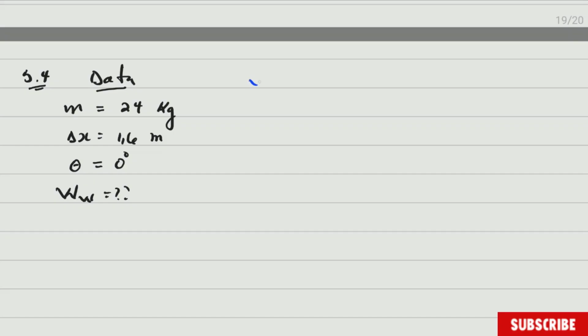So the work done by weight is equal to weight multiplied by the displacement multiplied by the cosine of the angle between the force and the displacement. Now we do not have the weight, but it's very simple to calculate the weight.